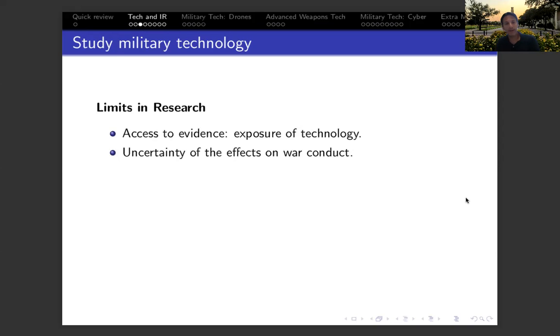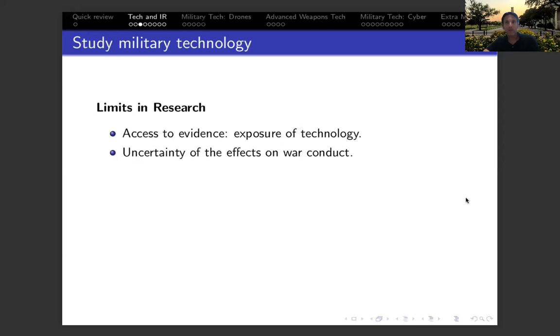The other point is that there's still a relatively high degree of uncertainty regarding how those kinds of weapon systems affect war behavior or war conduct. Also because the evidence that we have for the use of those kinds of systems is still limited.